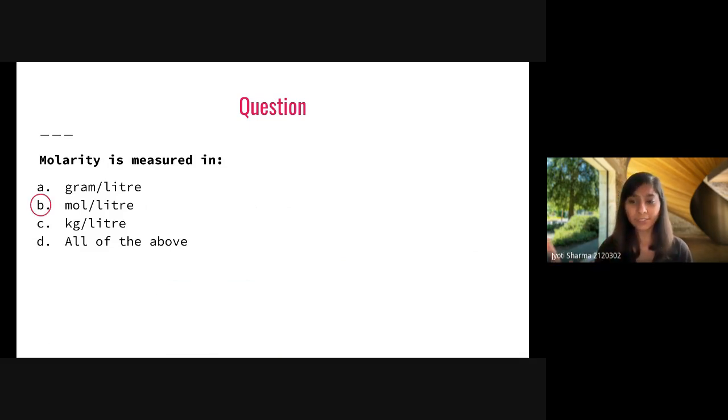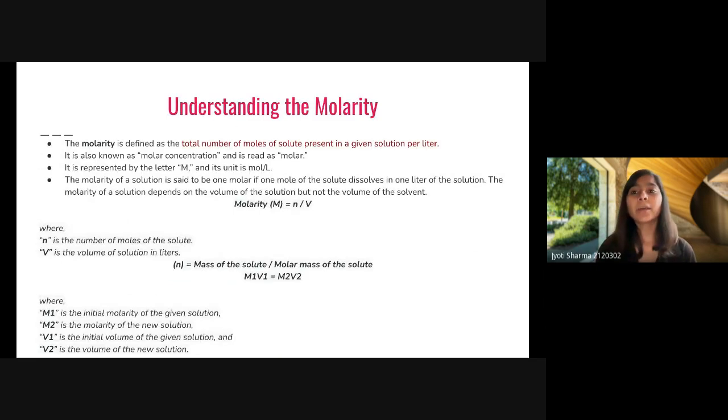Let me tell you again, we will start building the concept and then go on further. Here is the concept of molarity. Molarity we can define as the total number of moles of solute in a given solution per liter. This is very basic. We started with molarity, and then we will go on further, so that for each week we can have at least 2 or 3 questions.